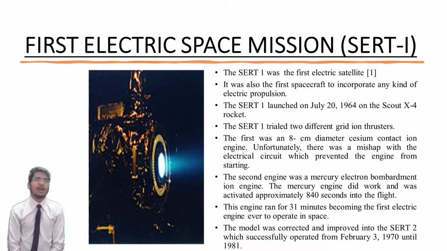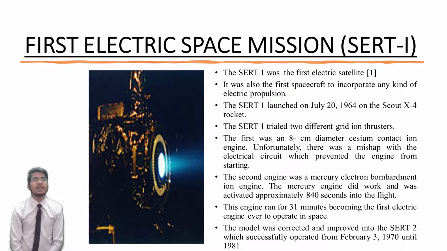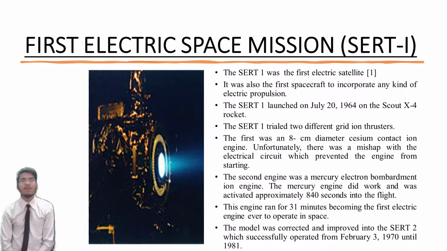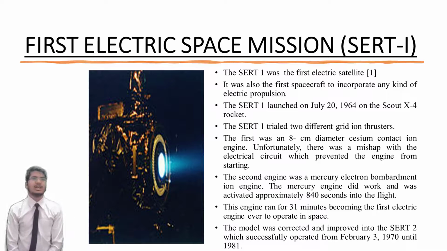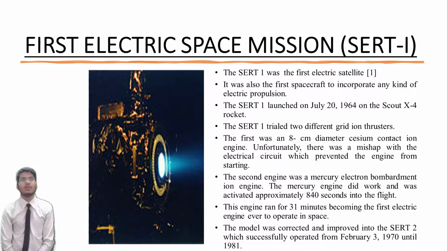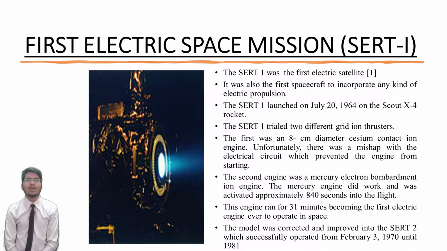The SERT-1 tried two different grid ion thrusters. The first one was an 8 centimeter diameter cesium contact ion engine. Unfortunately, there was a mishap with the electrical circuits which prevented the engine from starting. The second engine was a mercury electron bombardment ion engine. This engine ran for 31 minutes, becoming the first electric engine ever to operate in space.